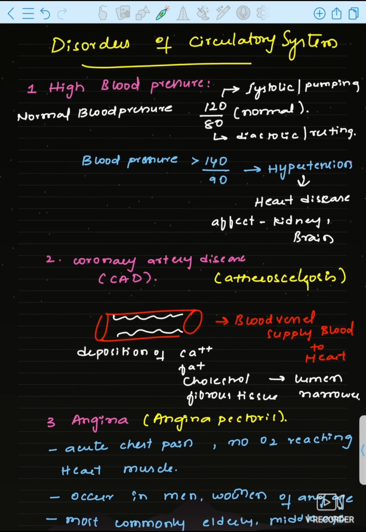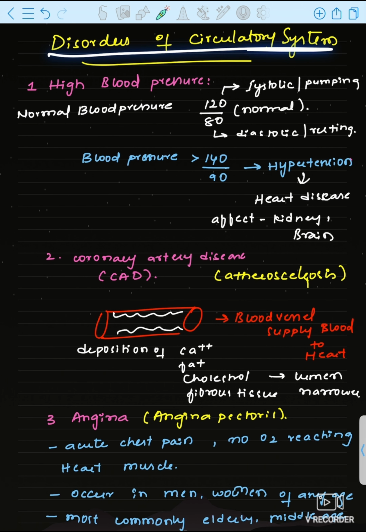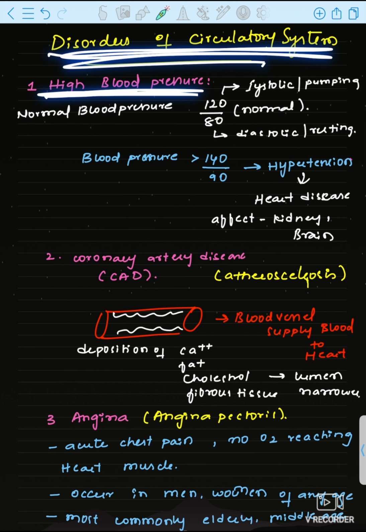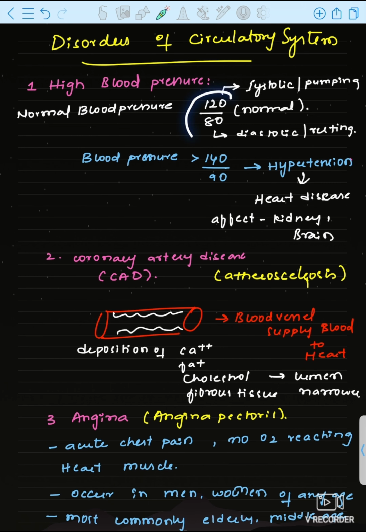So this is the last topic, that is disorders of the circulatory system. First one is high blood pressure. Normal blood pressure is 120 by 80. 120 is systolic blood pressure and 80 is diastolic or resting pressure. Okay, systolic or pumping. 120 mm of Hg. Okay, remember it is mm of Hg. 80 mm of Hg. What is high blood pressure then?